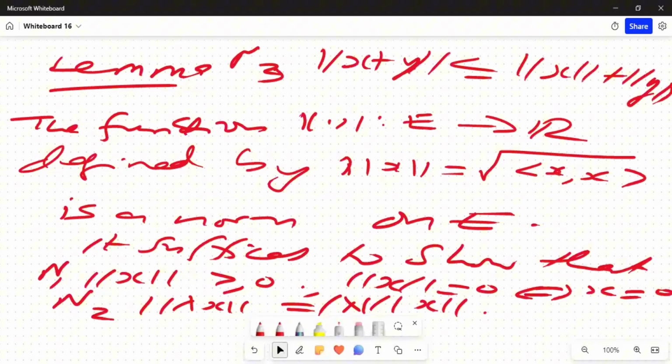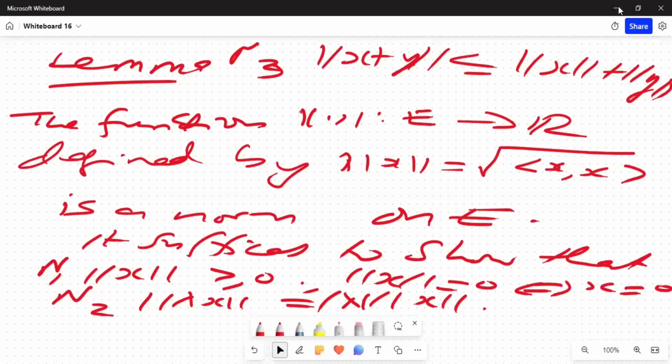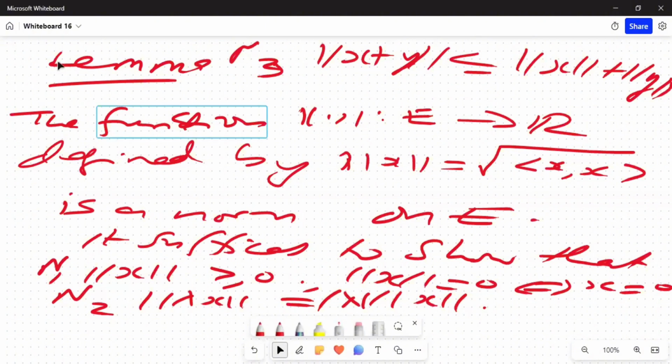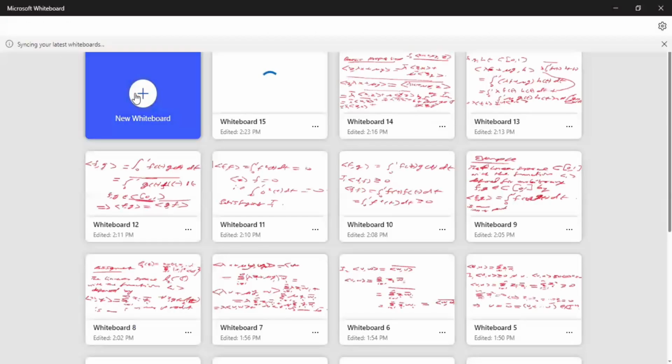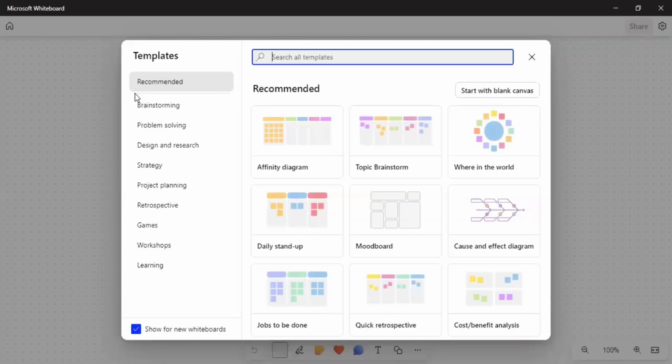Okay, but let's try to see if we can show them. Let's see, I go to another slide. Remember the function: norm of x is equal to the square root of the inner product of x comma x. So that's exactly what we want to show, that it is a norm. So I share a new slide and then we proceed.